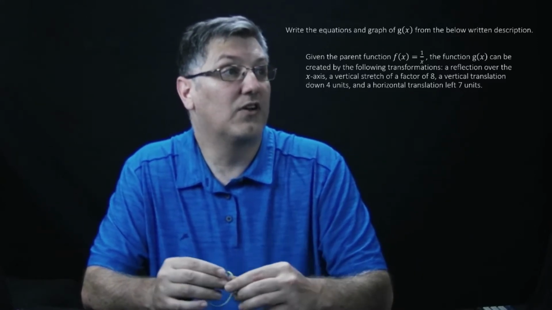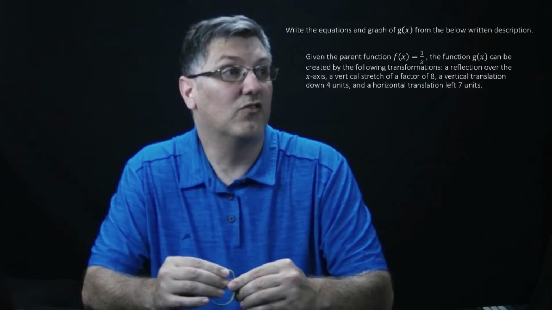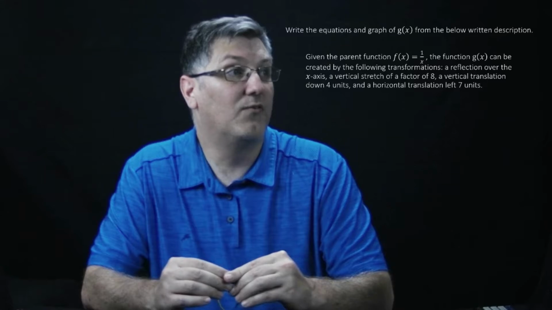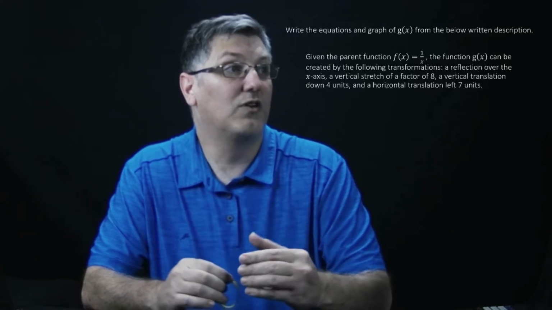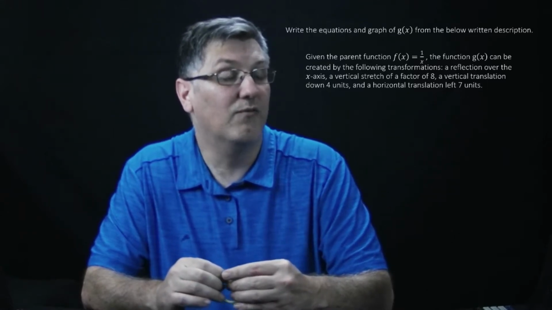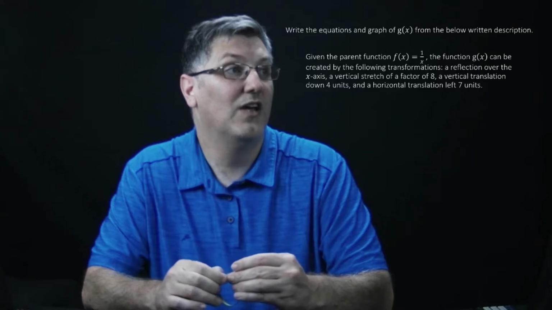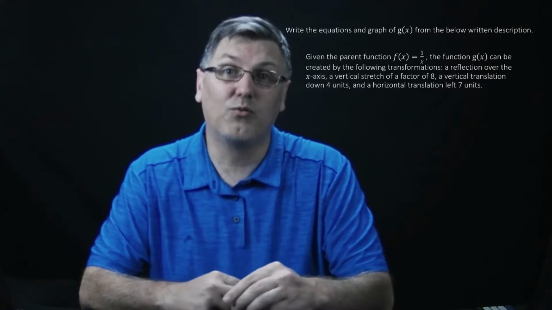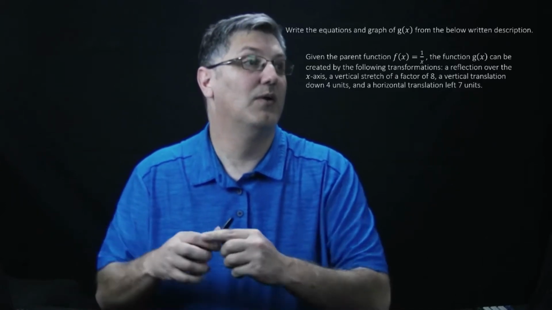The function g of x can be created by the following transformations: a reflection over the x-axis, a vertical stretch of a factor of 8, a vertical translation down 4 units, and a horizontal translation left 7 units. So first things first, let's write the actual equation itself.